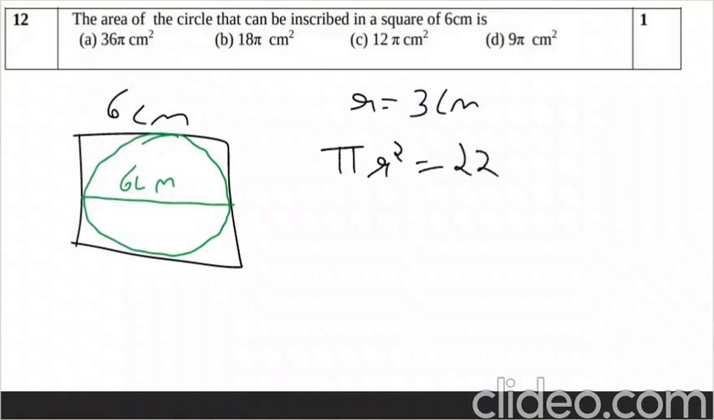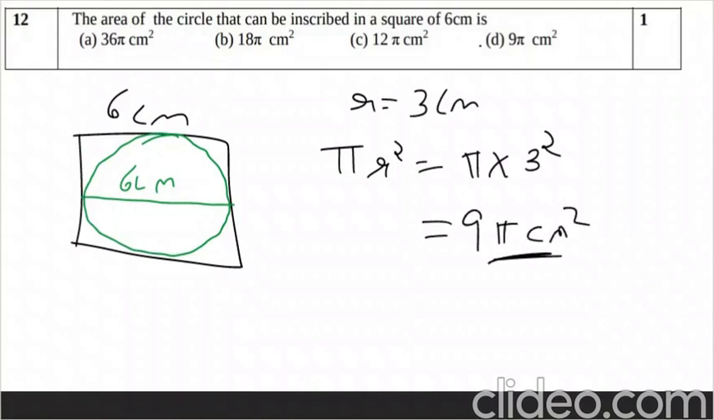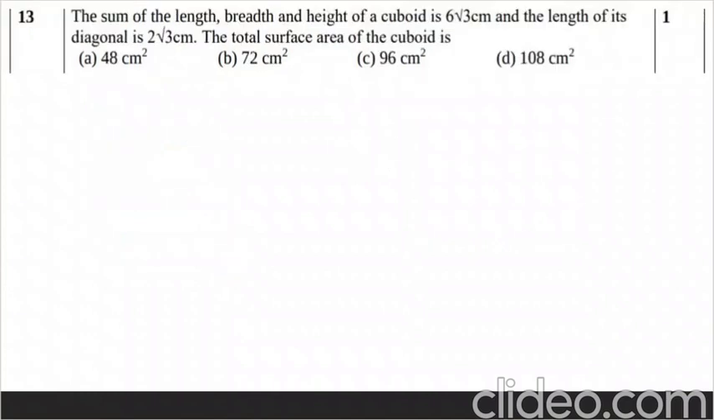That is 22 by 7 into r square. In the answer it's given in pi, right? So let us take pi only. So we'll take pi into 3 square, that is 9 pi centimeter square. That's the answer, option D. See, it was a super easy question, right? Just draw the diagram, solve it, easy. So 9 pi centimeter square is the answer.